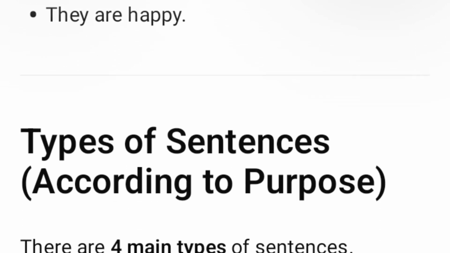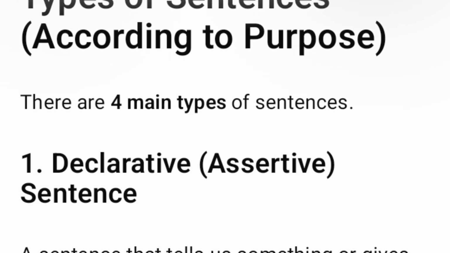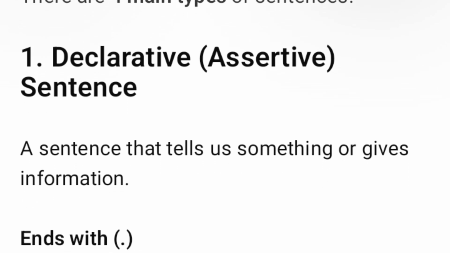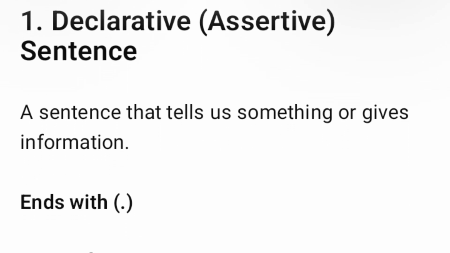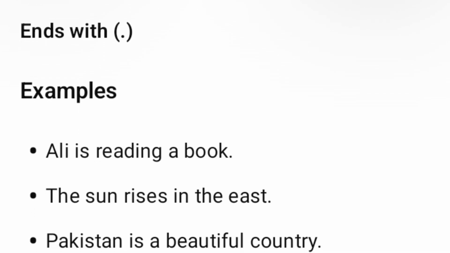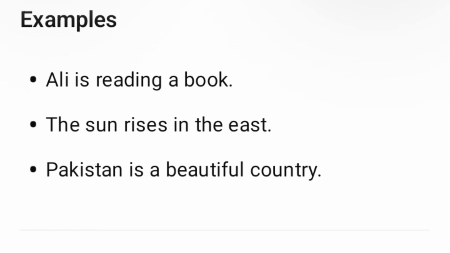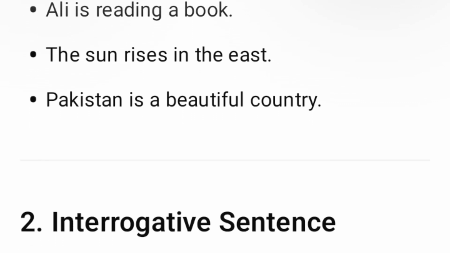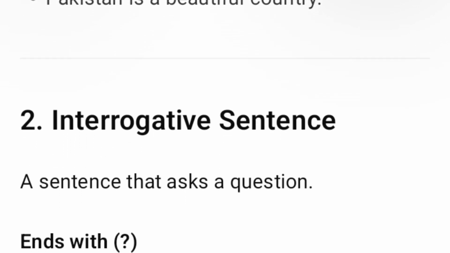Types of sentences, according to purpose. There are four main types of sentences. 1. Declarative, assertive sentence: a sentence that tells us something or gives information. Ends with a full stop. Examples: Ali is reading a book. The sun rises in the east. Pakistan is a beautiful country.